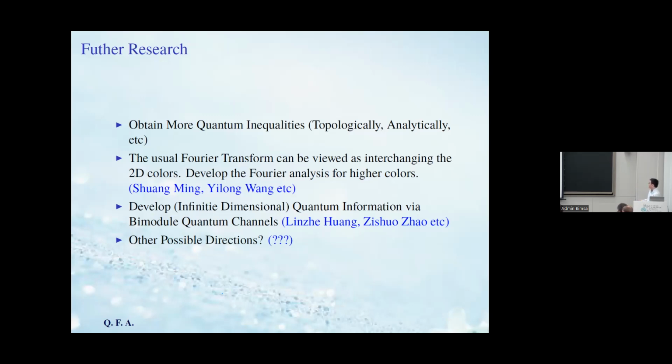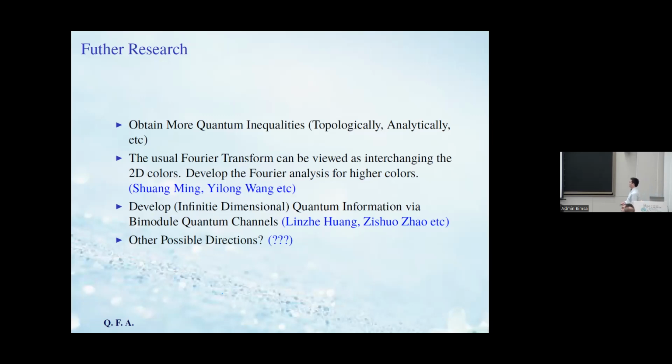And this is going to be a collaboration with Shuai and Wang from DIMSA. We will also develop infinite dimension quantum information via bimodal quantum channel, because the underlying quantum system will be infinite. Okay, this will be a collaboration with Zhishuo Zhao, etc.